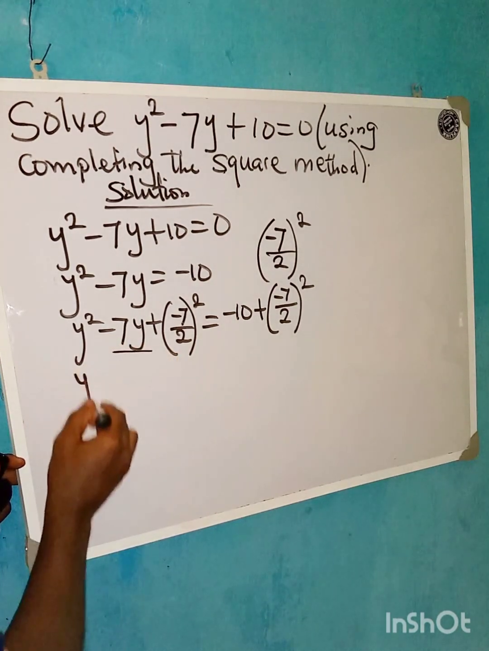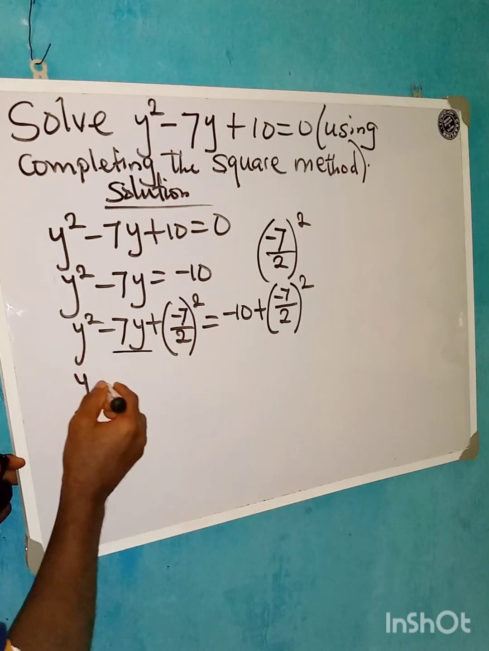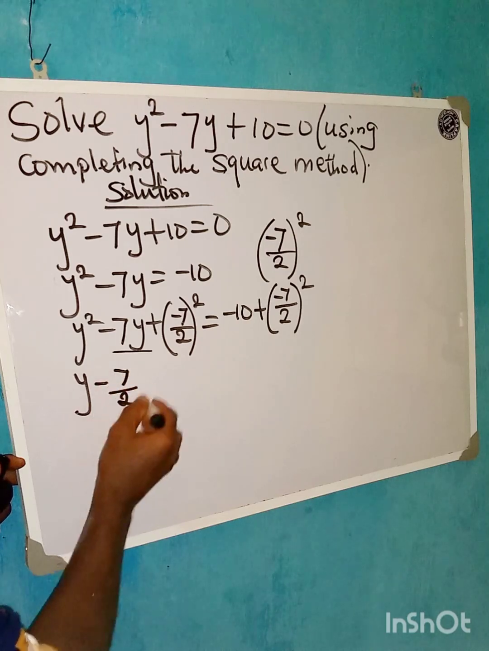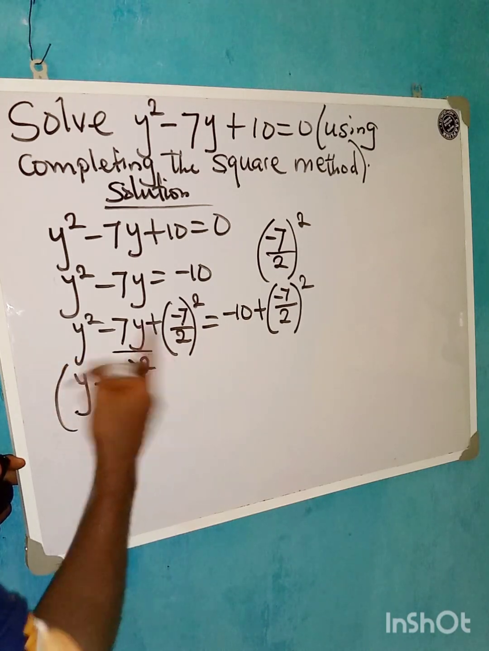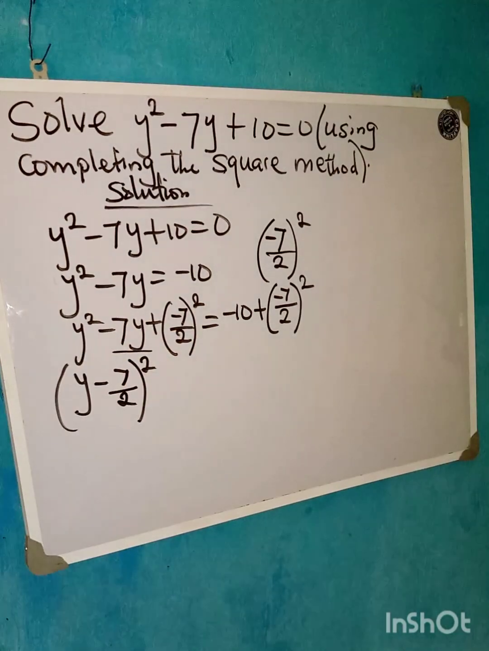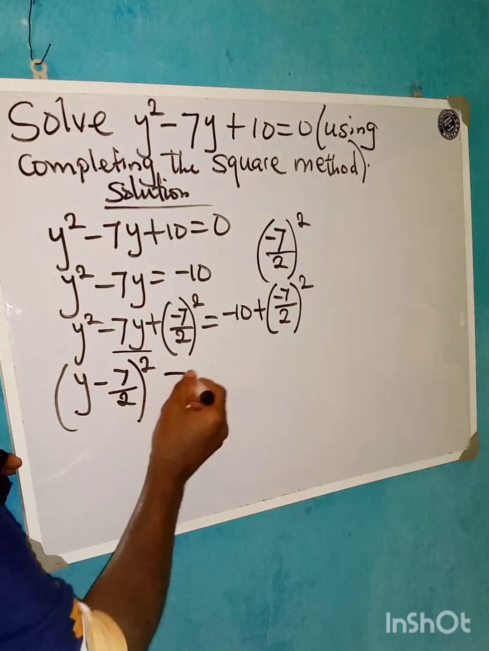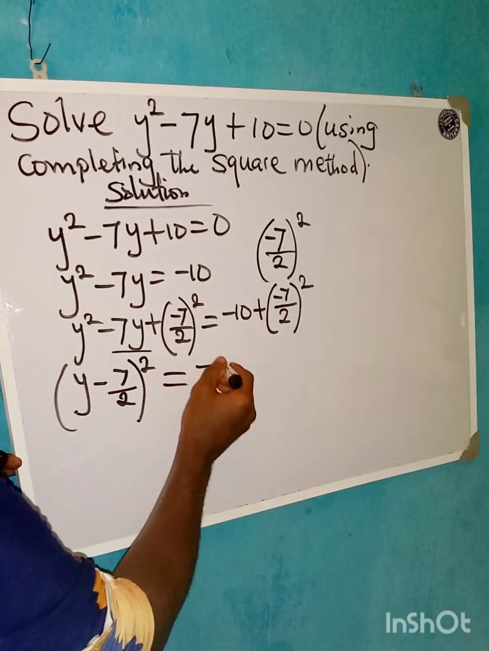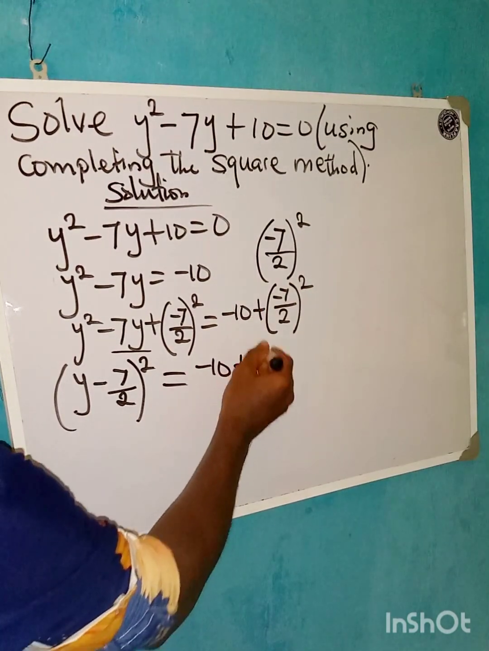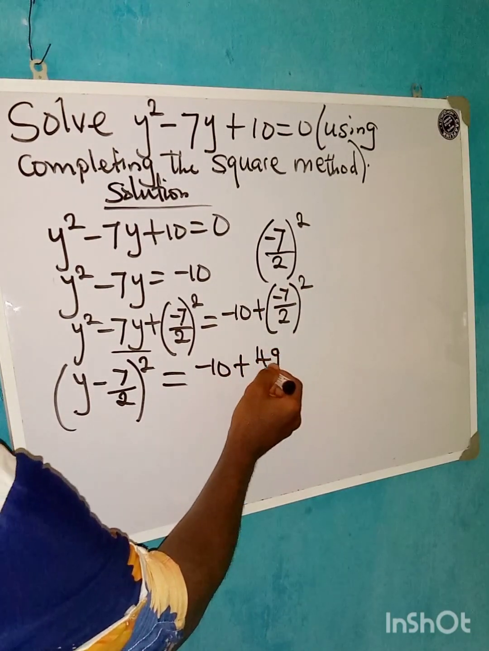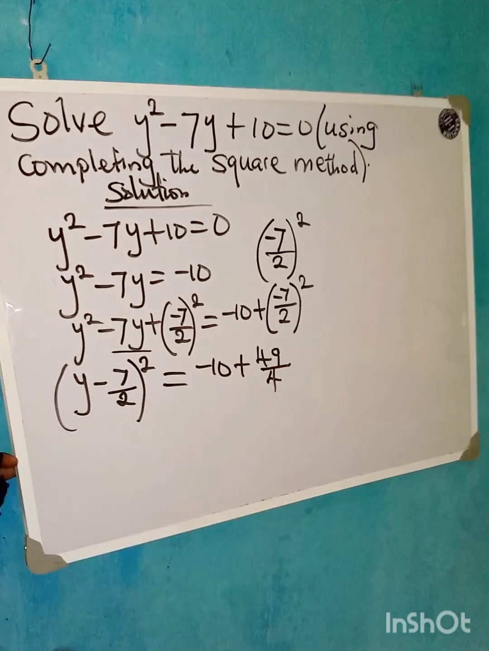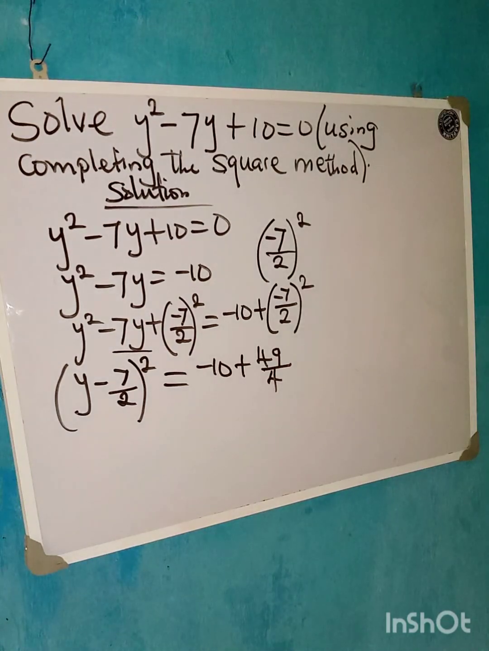So I'm going to have y, I'm picking this one now, minus, then I'll pick this one, 7 over 2 squared. Because they are both having squared, I'll bring them together and they will have the same power. Then equal to, on this side I'm going to have minus 10. Remember that minus 7 squared will give us plus 49, then over the square of 2, which is 4.